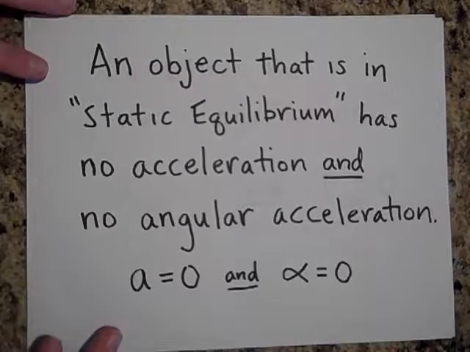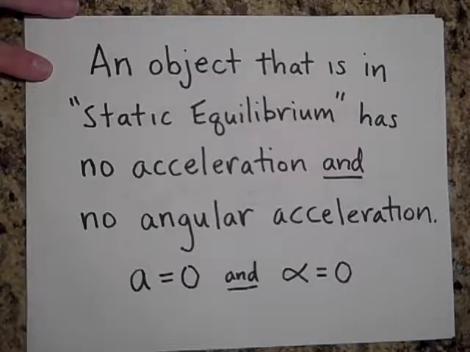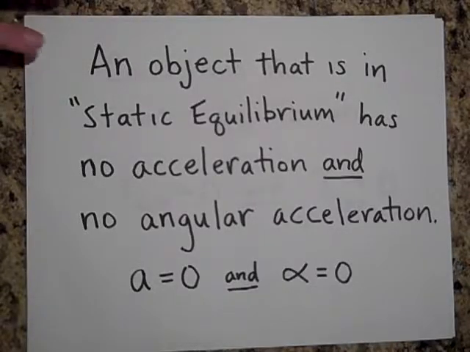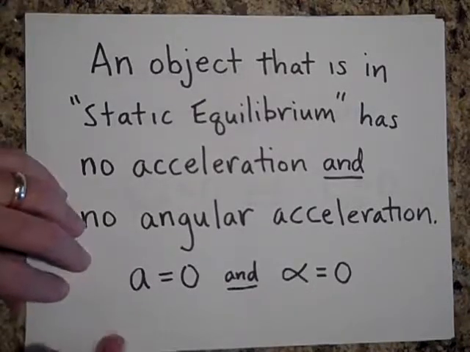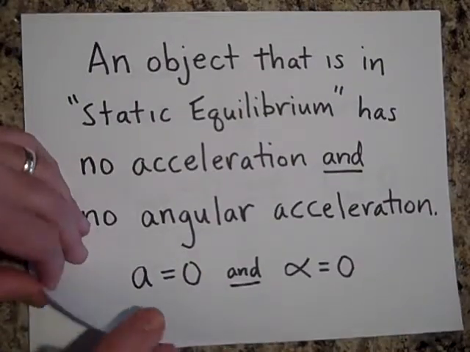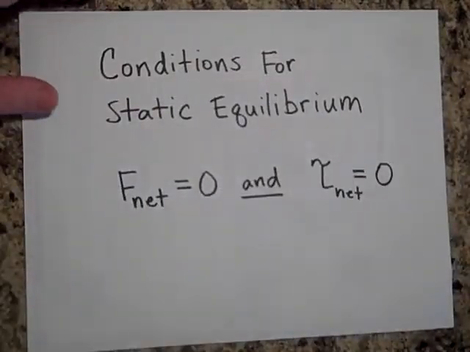So basically, if you're designing a bridge, building a bridge, or any other structure like that, you don't want it to move at all one way or the other. You don't want it to have any linear acceleration or angular acceleration. You want it to stay put. So how do you do that? How do you get it to stay put?